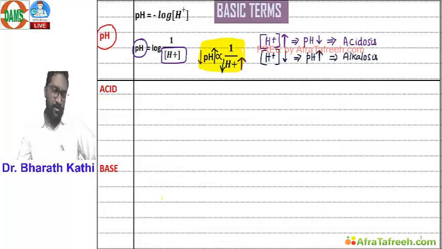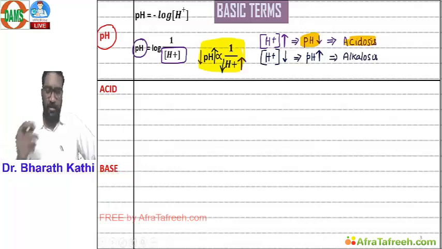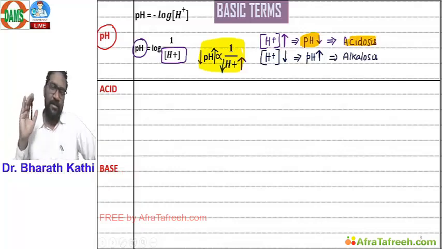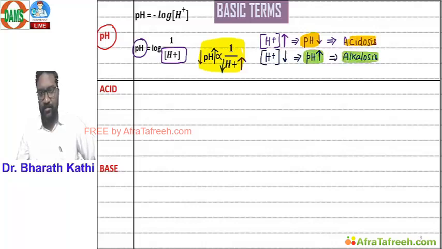For all practical purposes, acidosis and alkalosis, we generally mention in terms of pH only, not H plus, because the absolute value of H plus is in multiple decimals. It is practically not easy to represent. In simple words, decrease in pH is acidosis, increase in pH is alkalosis.